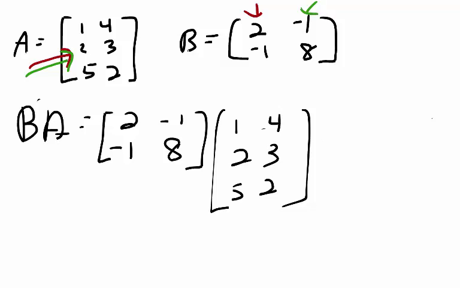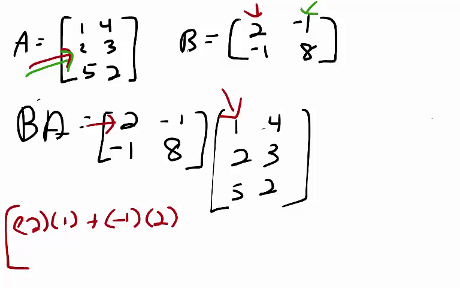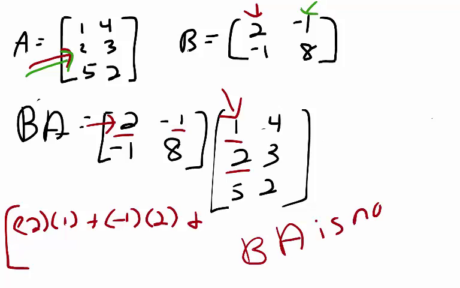So let's begin our multiplication. We have row 1, column 1 to start. So that gives us 2 times 1 plus negative 1 times 2 plus, and now we run into a problem because we only have 2 entries in row 1 of matrix B, but we have 3 entries in column 1 of matrix A. So we had 2 times 1 plus negative 1 times 2, but now we have nothing in matrix B to multiply by 5. Therefore, B times A is not defined.